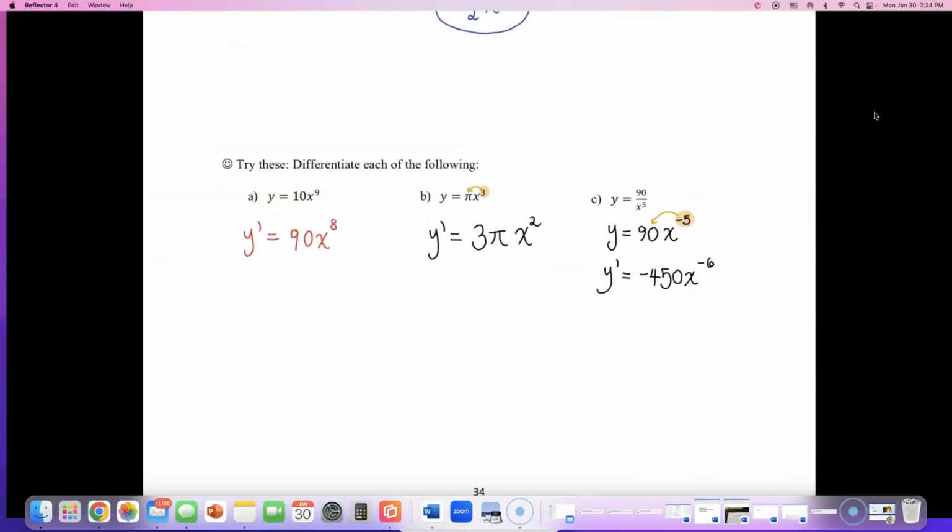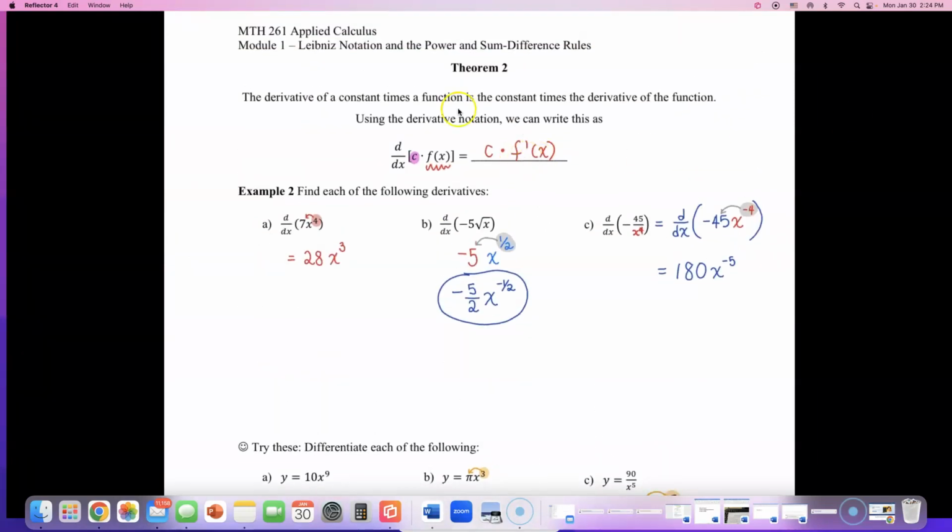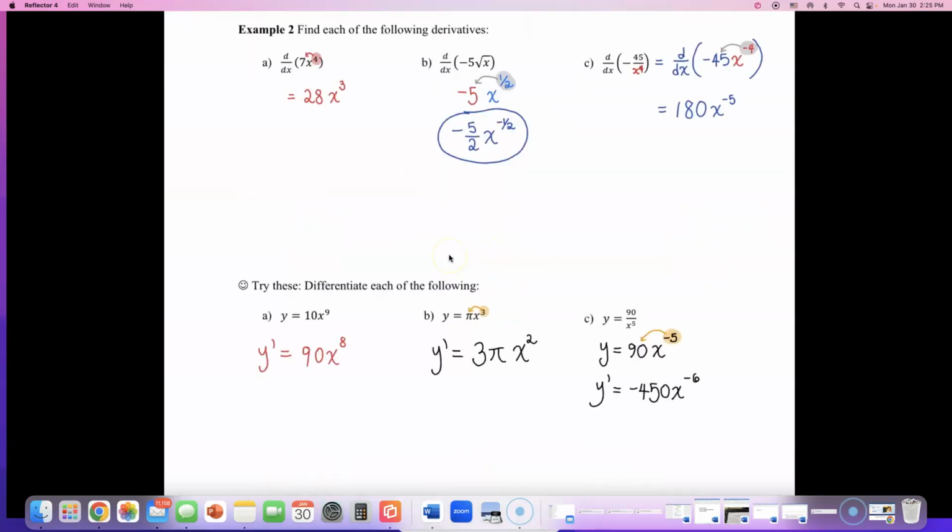So that's it for this page. We looked at some examples that had theorem 2, when you had a constant times a function. It's basically the same power rule, but when that exponent comes down, you have to multiply it to the original coefficient that you had in the problem. Okay?